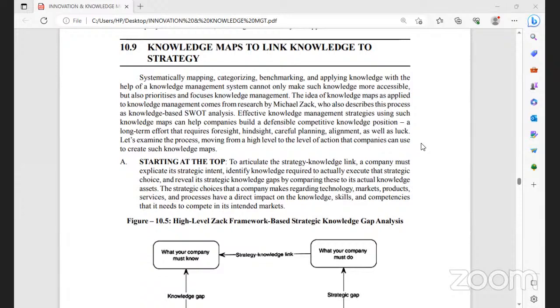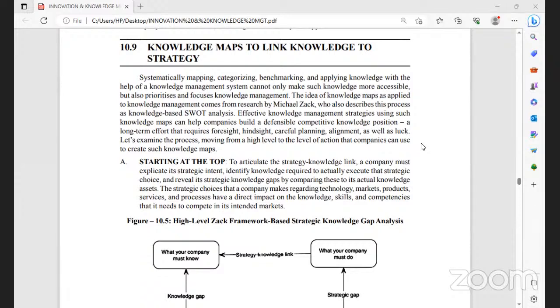Effective knowledge management strategies using such knowledge maps can help companies build a defensive, competitive knowledge position, a long-term effort that requires foresight, insight, careful planning, alignment, as well as luck. Let us examine the process moving from a high level to the level of action that companies can use to create such knowledge maps.